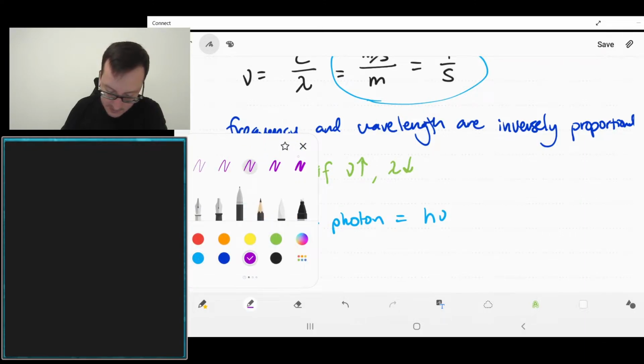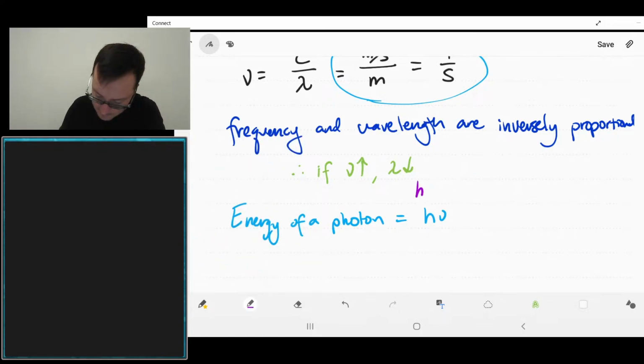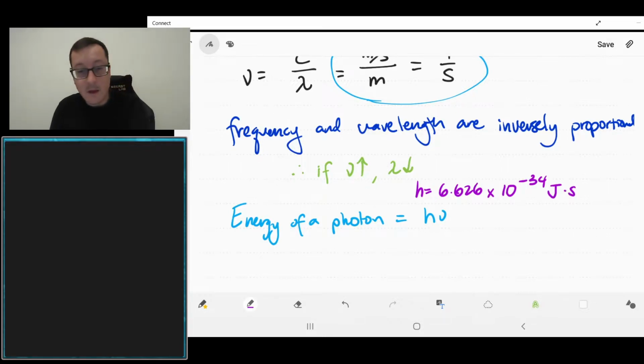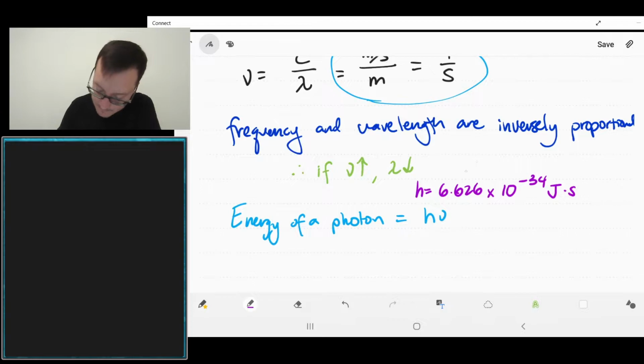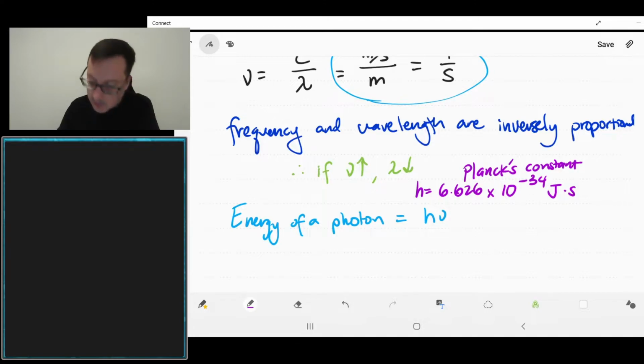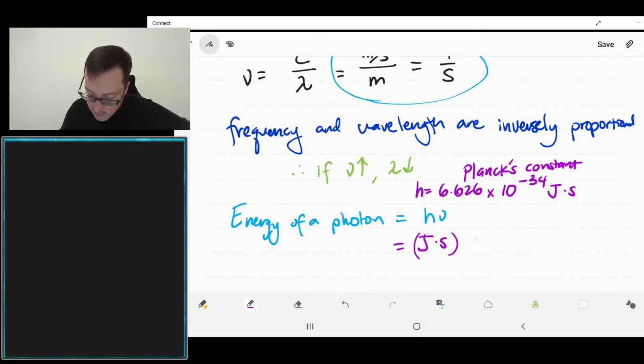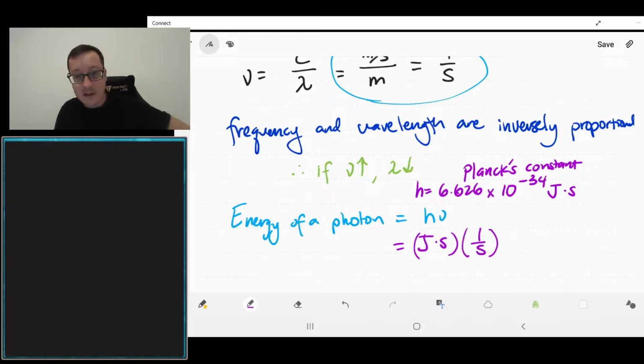And this constant, I'm going to have all these different colors today, is Planck's constant. Used all the time in talking about light. So physics, chemistry, we use this constant a lot. It's 6.626 times 10 to the negative 34 joules times seconds. So notice h is joules times seconds. Frequency is 1 over seconds.